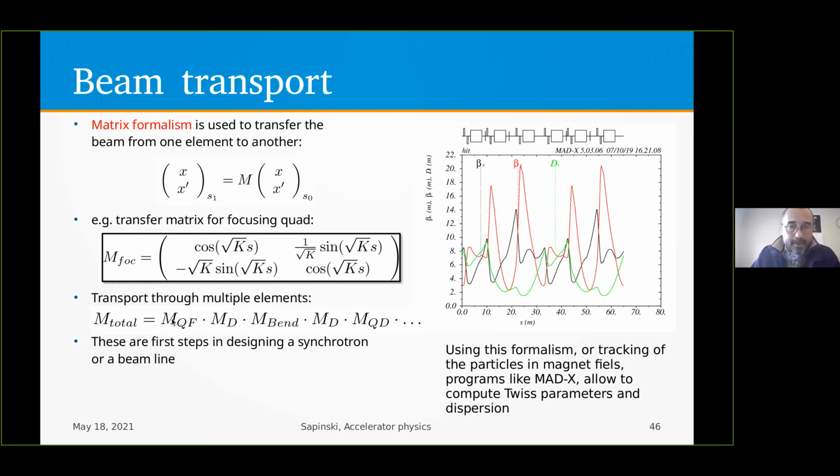Each element has a matrix, and we can get a total matrix by multiplying a lot of matrices, and like that we can reconstruct the trajectory of the particles. So we don't really have to do real tracking in real fields. In this approximation, we already get ideas about how the beam behaves inside the accelerator.